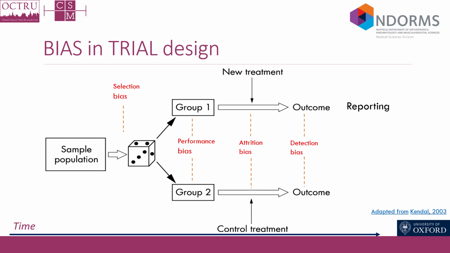Detection bias can occur if there are systematic differences in the assessment of outcomes. For example, are participants in the treatment group assessed more thoroughly than in the control, and therefore we may see a positive result in the intervention. And finally, reporting bias, which would be selective outcome reporting. So perhaps we might choose to report some interesting results, but not all the results. And this can be quite difficult to detect.